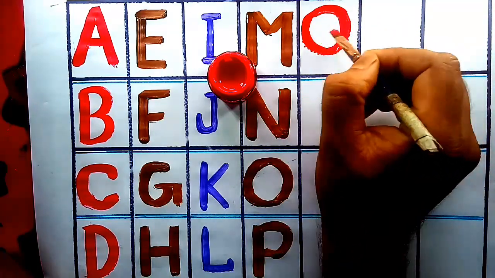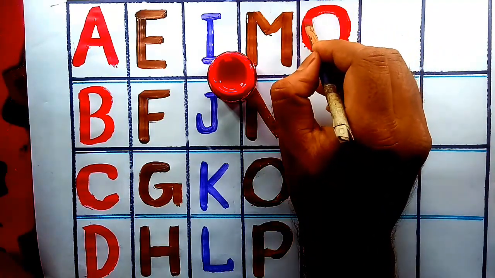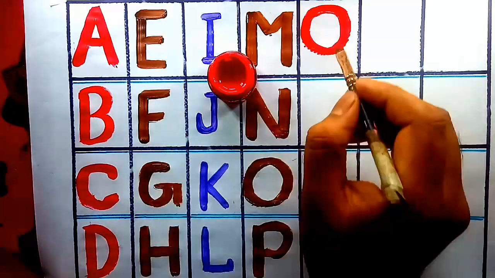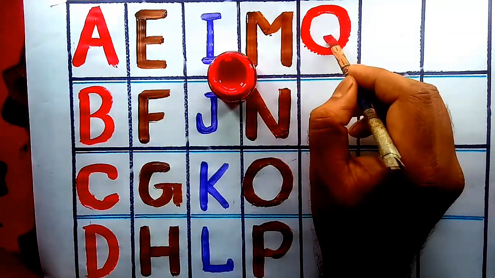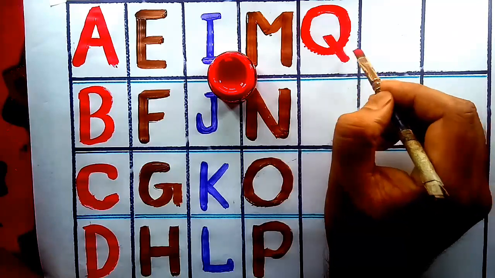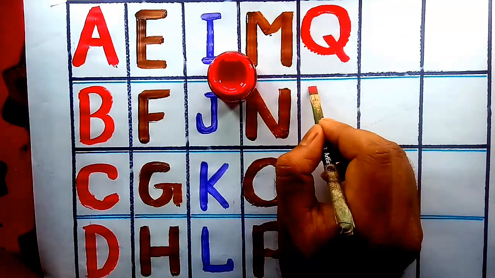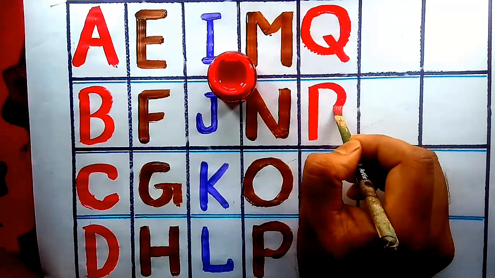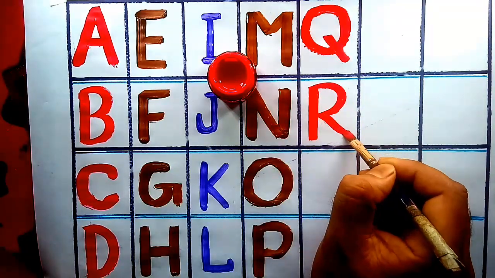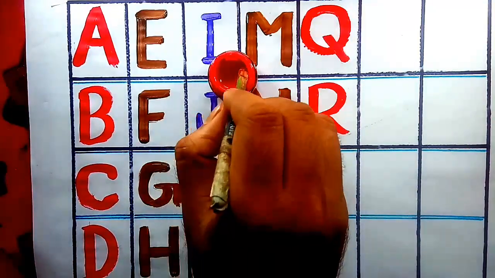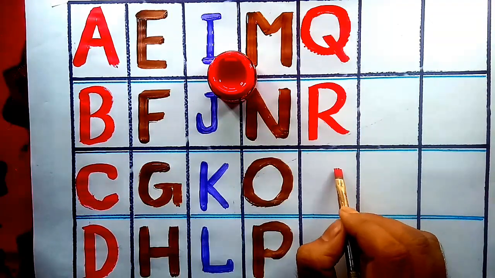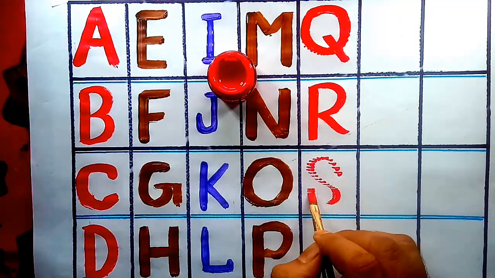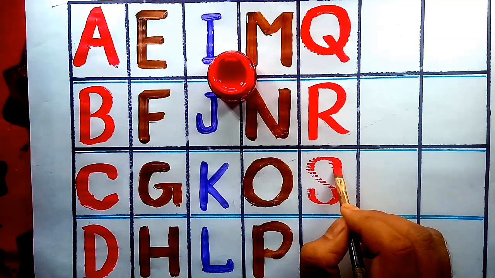Q for queen. Q for queen. R for rose. R for rose. S for sheep. S for sheep.